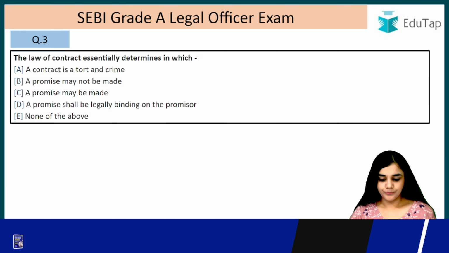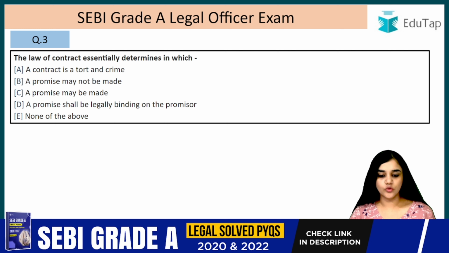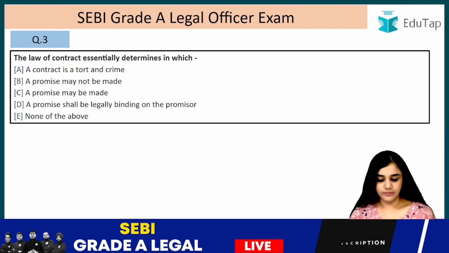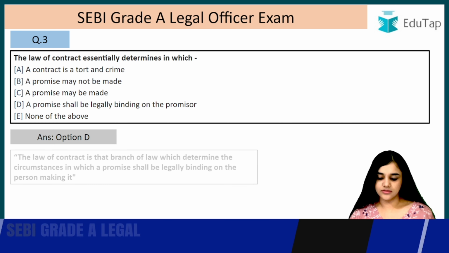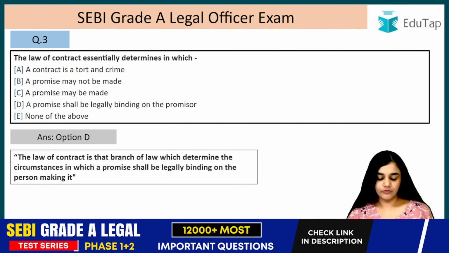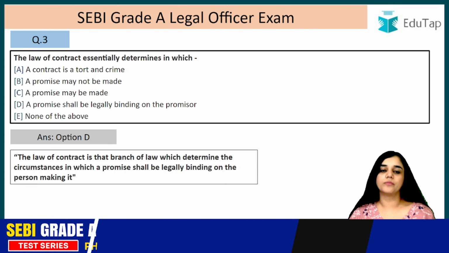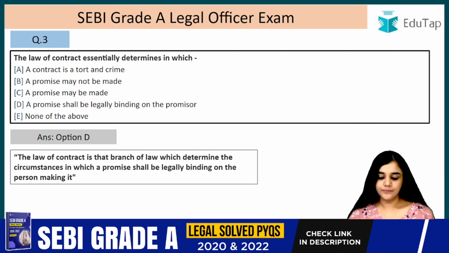Question number 3. The law of contract essentially determines the circumstances in which: a contract is a tort and crime, a promise may not be made, a promise be made, a promise shall be legally binding on the promiser, or none of the above. So the answer is a promise shall be legally binding on the promiser, right? That is why the Contract Act exists. The law of contract is the branch of law which determines the circumstances in which a promise shall be legally binding on the person making it. So whoever is making the promise has to be bound by it. This is what the contract law is all about, right?